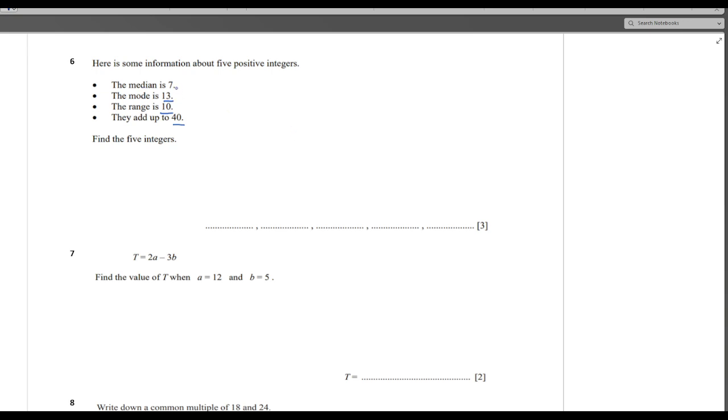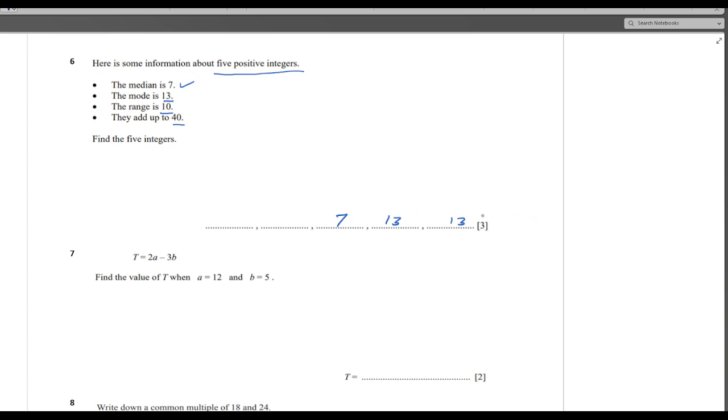This is one case. Second, out of 5 numbers, your median is 7. So one thing is clear, that your 7 is somewhere here. It is at the middle position. If I write the numbers in ascending order, my 7 will be here. Then as I said, 13 should repeat 2 times, at least 2 times. So 13, 13 I will write here. Now let us add 13 plus 13, 26.